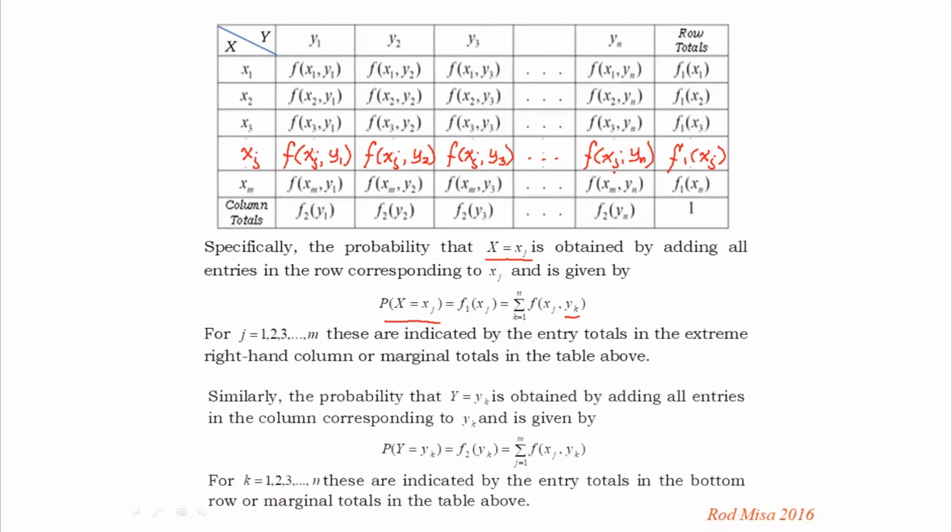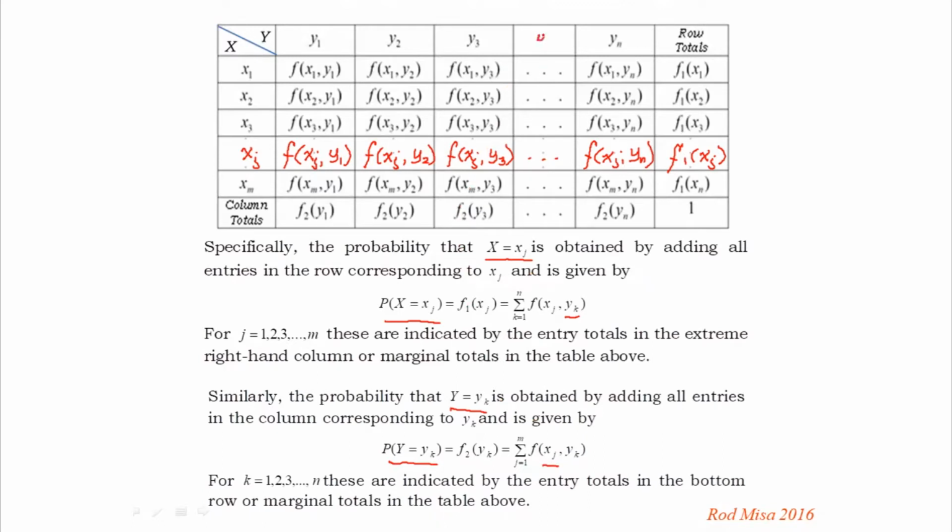And similarly, the probability that your random variable y will have a specific value of y sub k is obtained by adding all entries in the column corresponding to your y sub k, and is given by this formula: the probability of your random variable y having a specific value of y sub k is equal to f sub 2 of y sub k, which is actually adding across all x's here. And this can be illustrated in our table here.